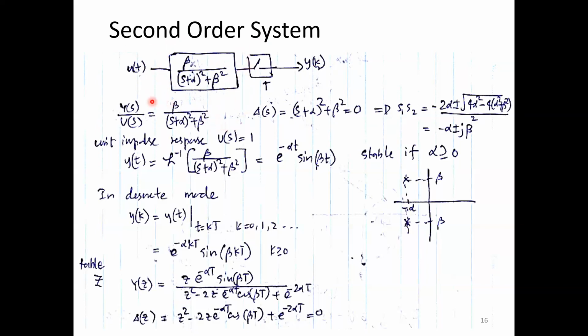So the characteristic equation of the continuous time plant is (s plus alpha) whole thing squared plus beta squared. When you set that to 0, then you get the eigenvalues. So the poles of the transfer function are at (-2 alpha plus or minus the square root of 4 alpha squared minus 4 times (alpha squared plus beta squared)) over 2. Either you know how to do that. Then once you solve this, it becomes minus alpha plus or minus j beta.